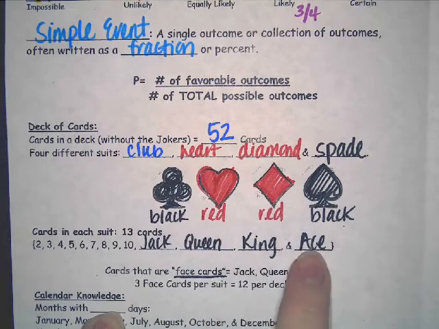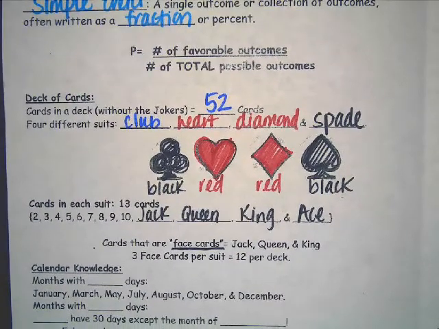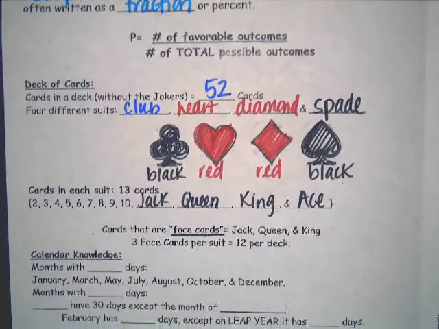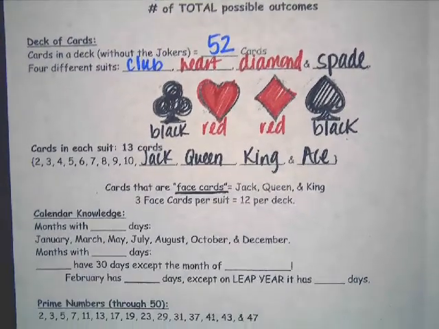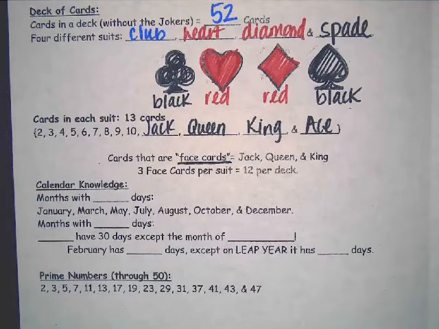However, the ace is not considered a face card. 3 faces in each suit gives us 12 per deck. There will be 12 face cards per deck. So now let's take a look at some other information we need to know.